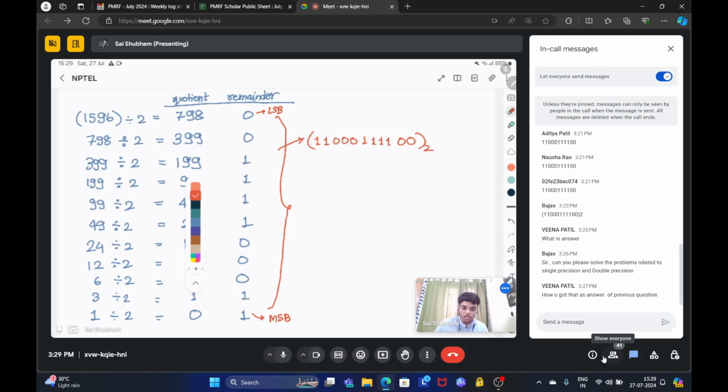So is this clear? This is actually another method. So we will be moving on to the next question if you don't have any doubts.